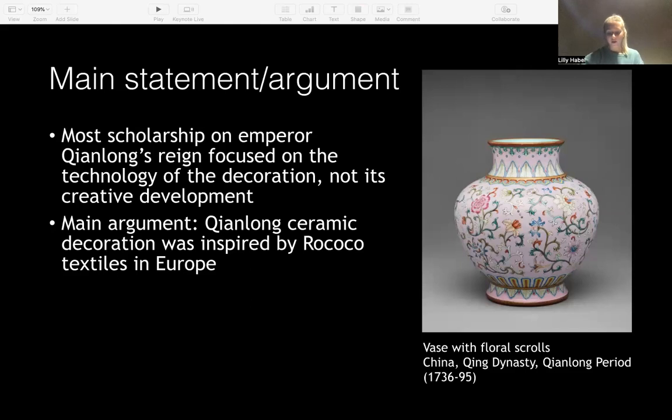During Emperor Qianlong's reign, which lasted from 1736 to 1795 in China, the art from this era was known to be extremely creatively intense with flamboyant designs. Chan points out in her argument that most of the scholarship done on this era focused on the technology of the decoration, how the pots were painted and fired, instead of what inspired the design and how they were developed. So her main argument is that Qianlong's ceramic decoration was inspired by Rococo textiles in Europe, which was a movement that occurred in Europe during the same time period as the Qianlong Empire in China. And this vase that you see on the screen is the vase that she focuses her argument on.